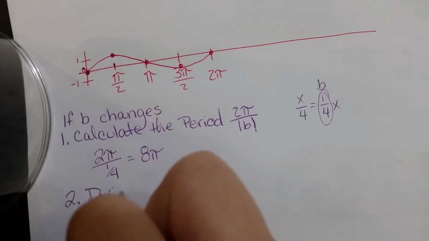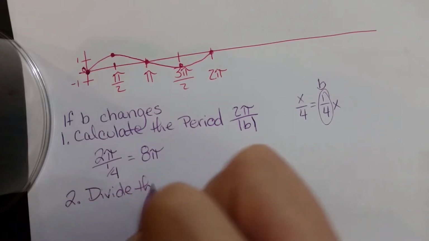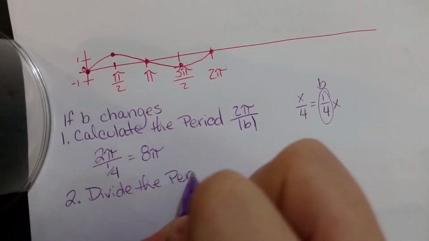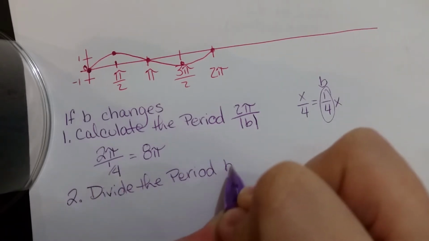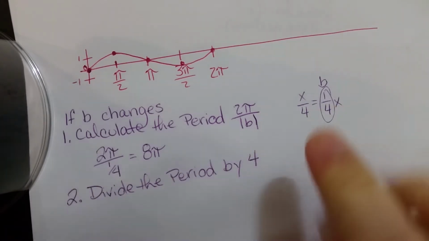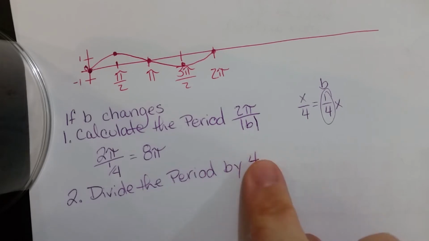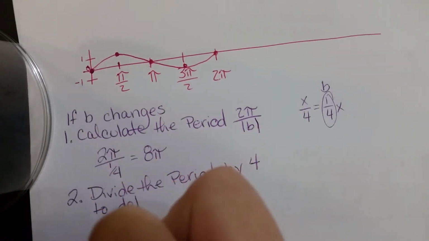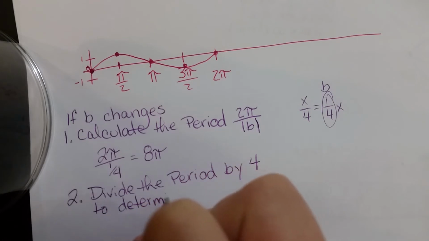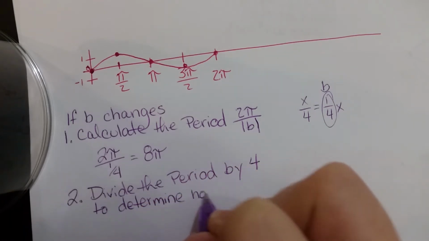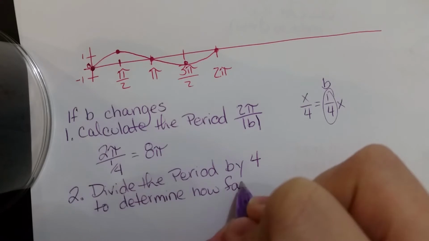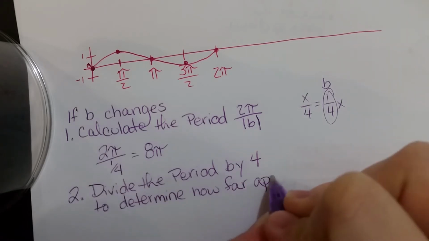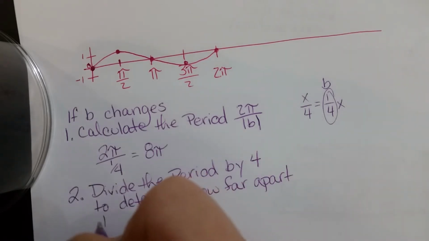Divide the period by 4, and it's always 4. It's not unique to this problem. Always divide by 4 to determine how far apart the x values are.